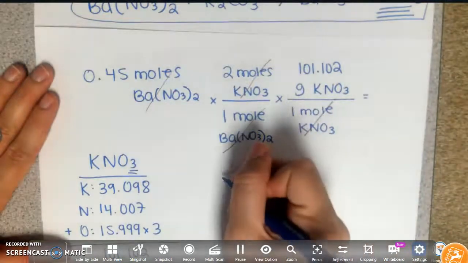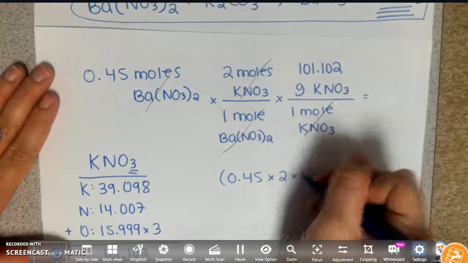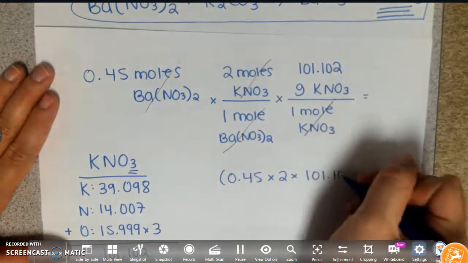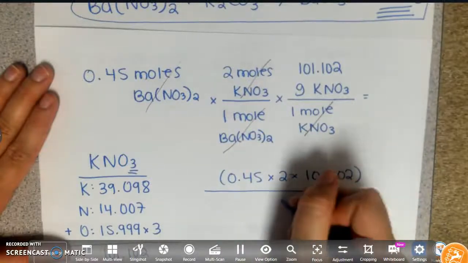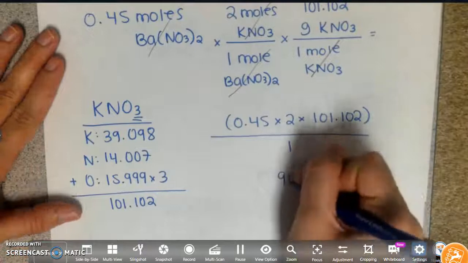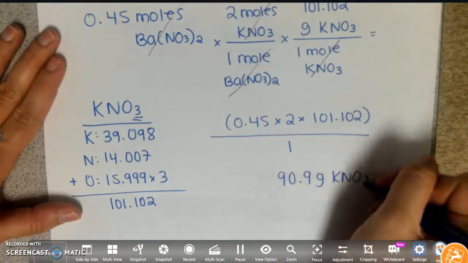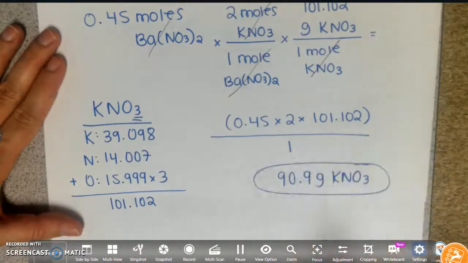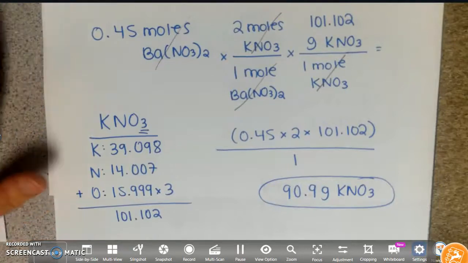And to plug this in, 0.45 times 2 times 101.102, and then divided by, it's 1 at the bottom, so divided by 1. And that should give you, it's like 90.9 grams of KNO3. And that's how we would solve 2B that was edited.